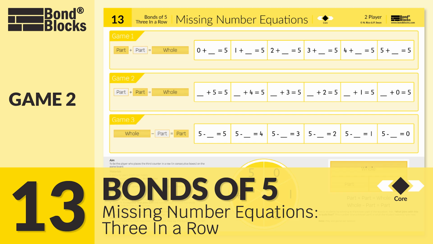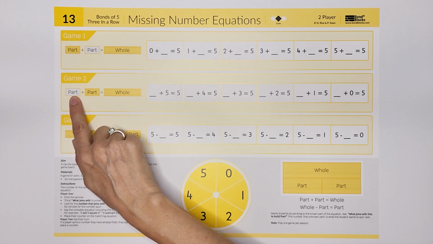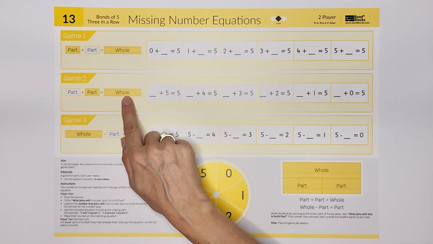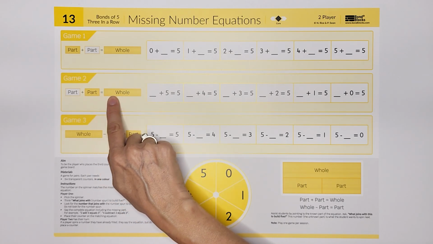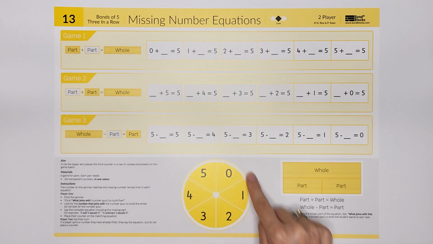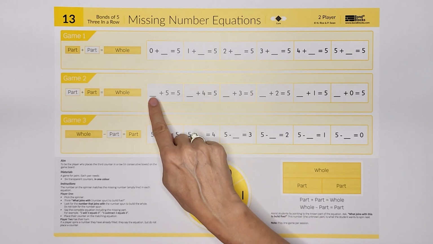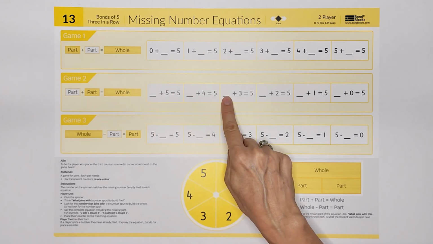In game 2 of activity 13, the missing number is a part in an addition equation. Part add part equals whole. So the numbers on the spinner are the part that goes in this position.